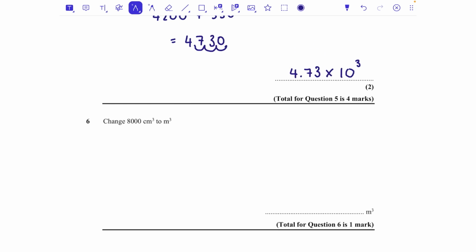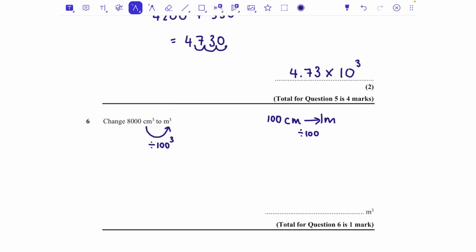Change 8,000 centimetres cubed to metres cubed. Now we know that normally to go from centimetres to metres, 100 centimetres is 1 metre. So normally we would be dividing by 100. However, this is not just changing length, this is changing volume. So we need to change the length, the width and the height. And that's going to mean dividing by 100 cubed. So to get from centimetres cubed to metres cubed, we're not just dividing by 100. Because we're dealing with volume, we're dividing by 100 cubed.